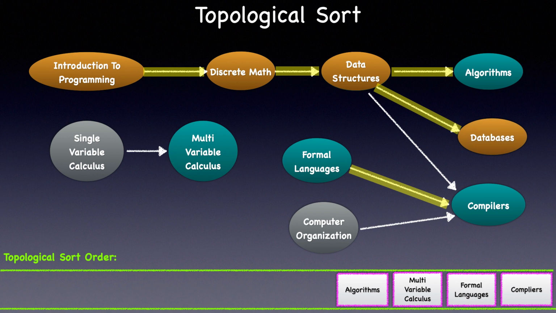Since there is nowhere else to navigate from databases, we'll mark it as explored and insert it into the list. We backtrack to data structures again, and the last node it's connected to is compilers. But compilers is already explored, so we'll skip navigating to it, which is indicated by the dotted line. At this point, we can mark data structures as explored and insert it into the list.